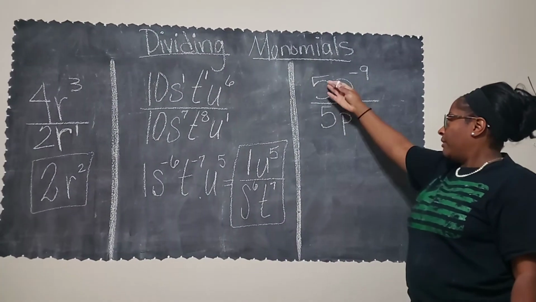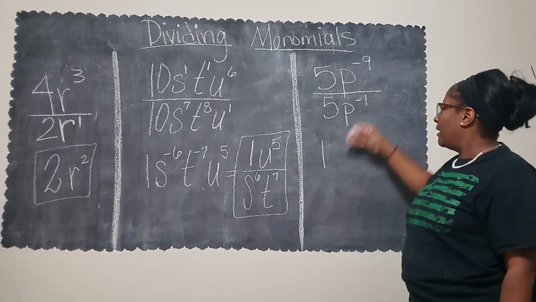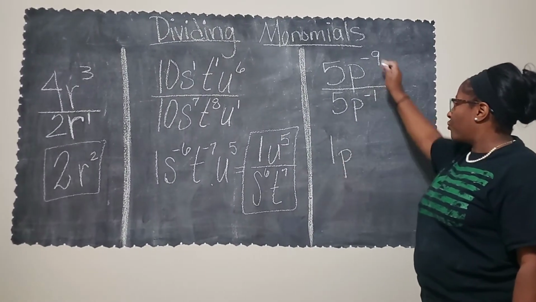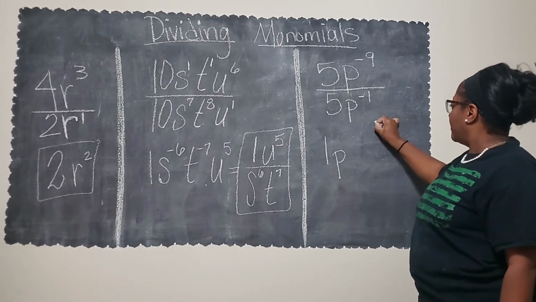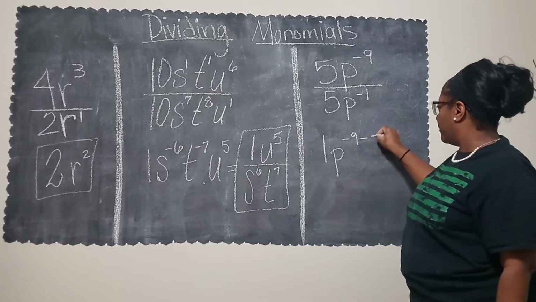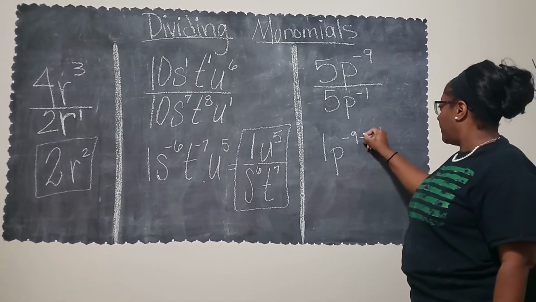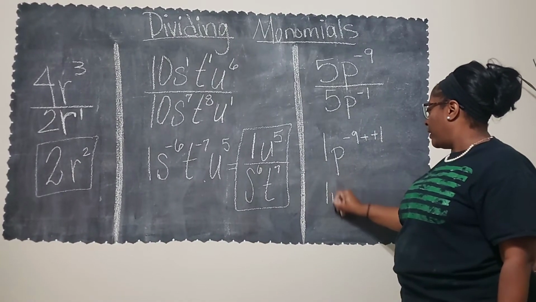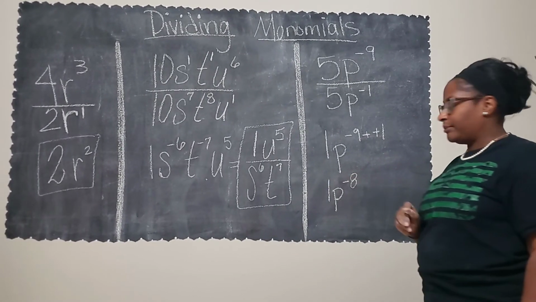Lastly, divide out your coefficients. 5 divided by 5 is 1. When I'm dividing like bases, I keep the base and I subtract the exponents. In this case, this is saying negative 9 minus negative 1. Remember, two negatives next to each other becomes a plus. So this is really saying 1p to the negative 8th power.